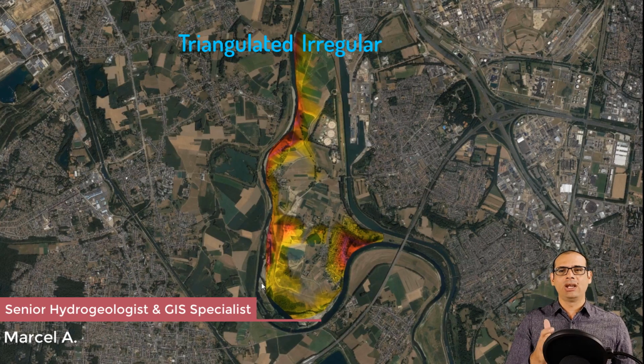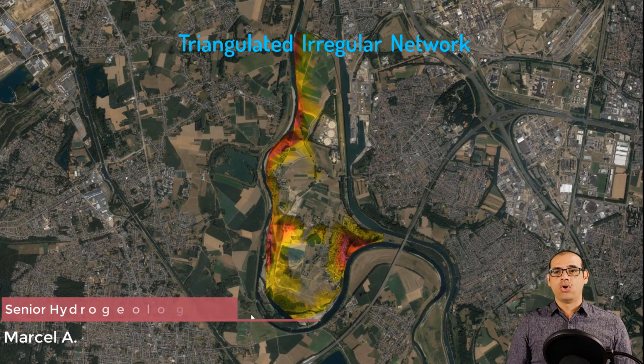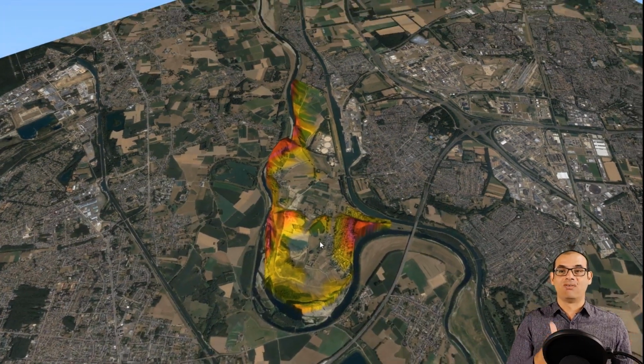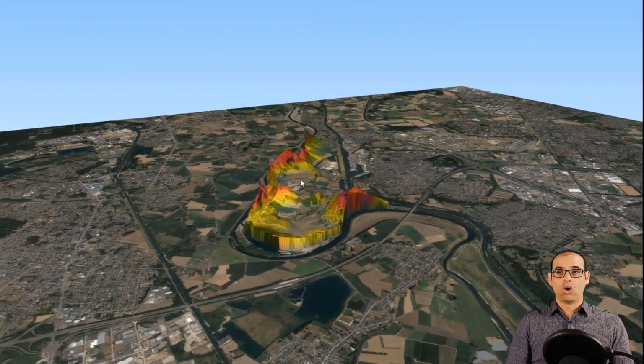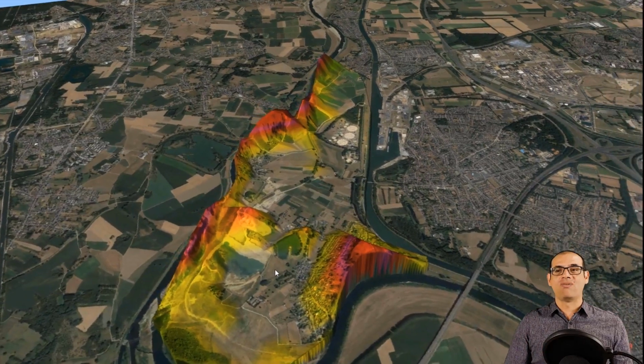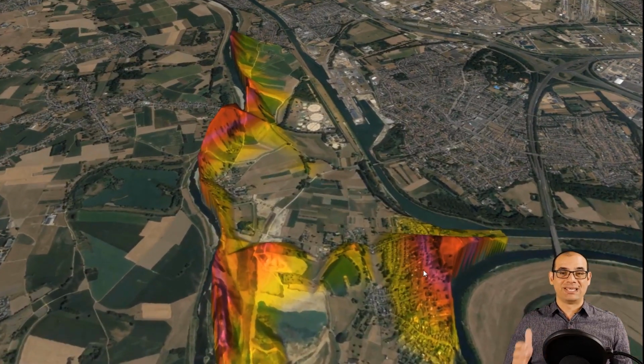The Triangulated Irregular Network interpolation, known as TIN interpolation, is one of the most popular techniques to estimate numerical values in those places where we don't have samples or measurements. It is a very popular way of interpolation because of its simplicity.